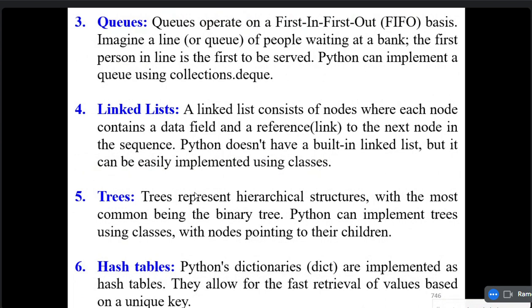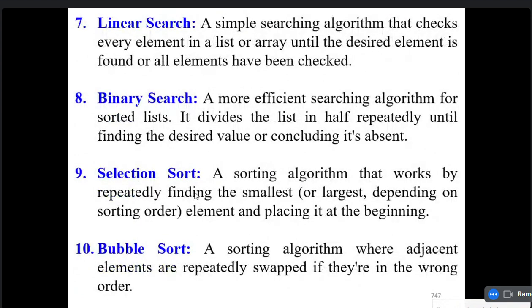Then a tree is a collection of elements connected by links in a hierarchical structure, with the most common being the binary tree. Python can implement trees using classes with nodes pointing to their children. Then hash tables: in Python, dictionaries are implemented as hash tables. They allow for the fast retrieval of values based on a key.